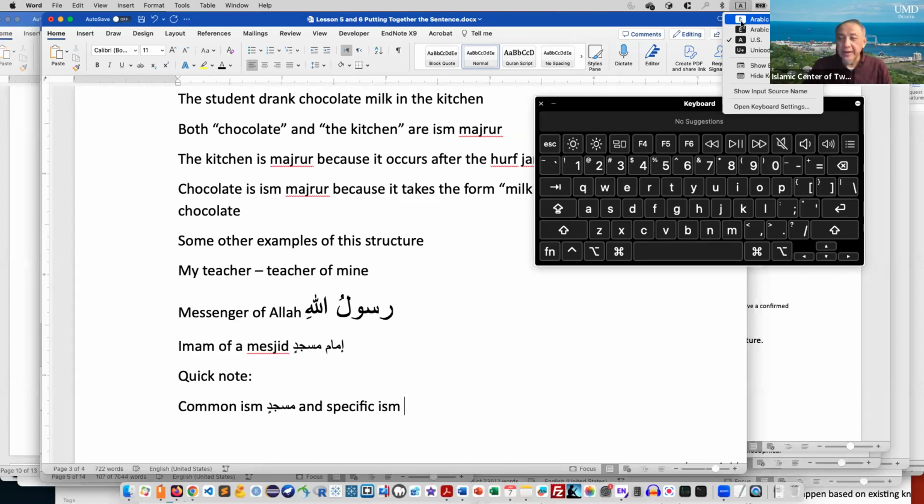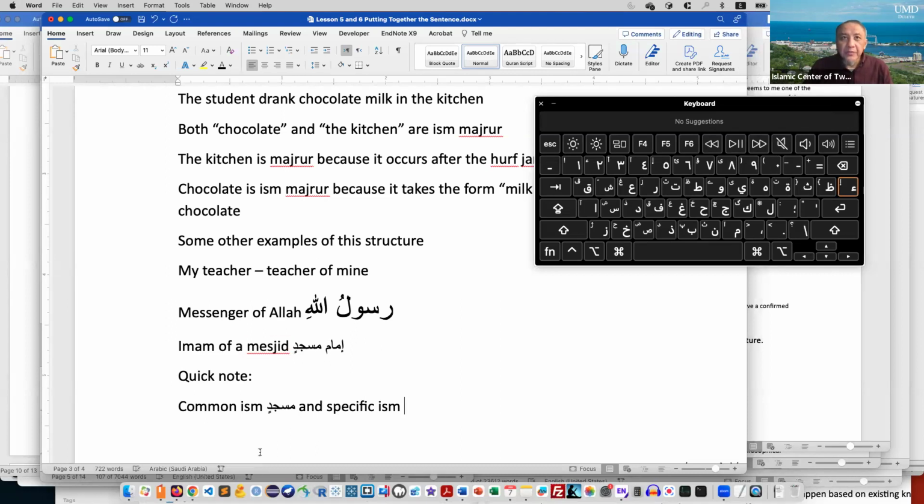Then it's just a kasra, correct? It doesn't have tanween, so you add that, you say al-masjid. The dal there has just a simple kasra. Al-masjidi. Okay, so just remember that.